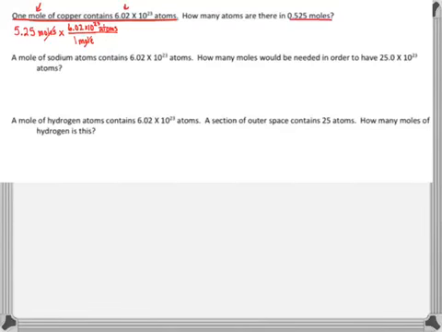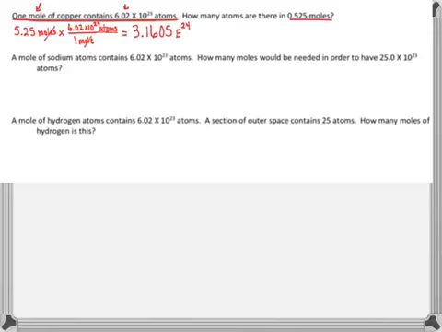So now I have to multiply 5.25, and make sure you use your calculator, times 6.02. Remember, if you're using the EE, you do not have to multiply times 10, because that's automatically replacing that. And let's see. Our answer is 3.1605 E, or times 10, to the 24th power.